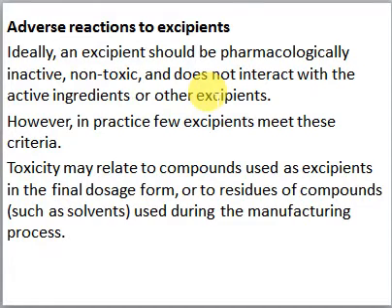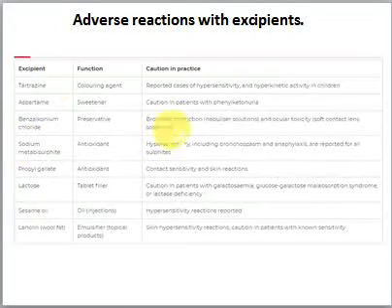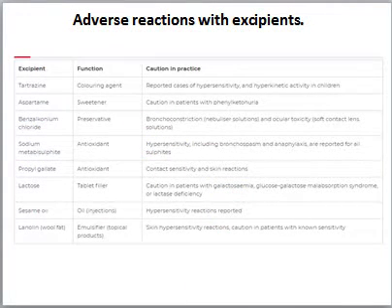Ideally the excipients should be inactive, non-toxic, and should not interact with other excipients or other ingredients. But in practice, very few excipients meet this criterion, because excipients are also chemicals. These excipients interact with each other, and they also interact with the drug. As a result of that, we get certain toxic effects as well. Just for example, we have summarized here a few very common excipients, and we'll see about their side effects, right?